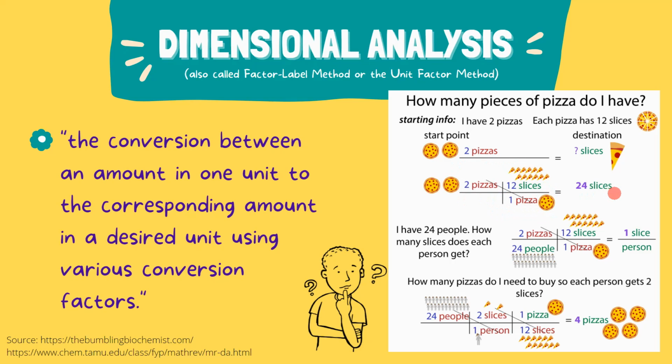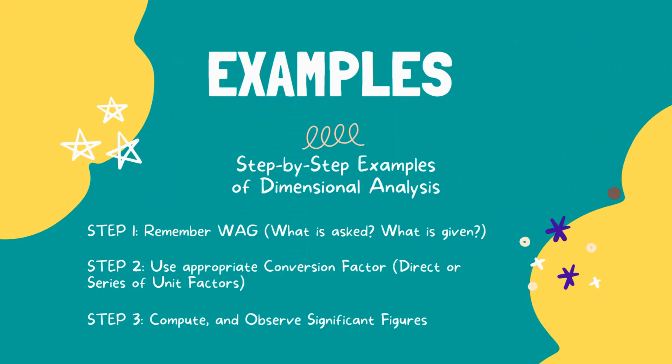Dimensional analysis is a very essential tool in chemistry, especially when doing stoichiometric calculations. That's why a good grasp of dimensional analysis is needed in learning chemistry and analytical chemistry. Now, let us move on to the step-by-step examples of dimensional analysis.